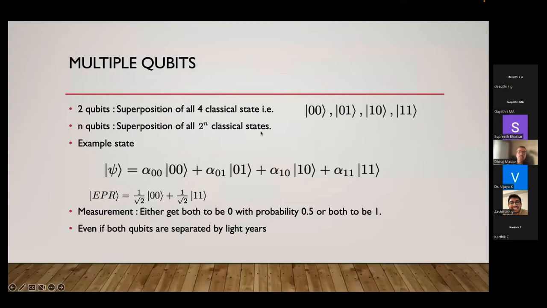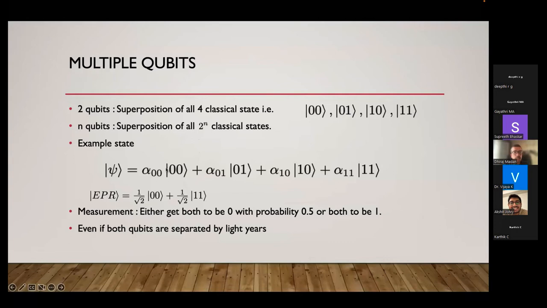So this was the case for a single qubit. But what if I have more qubits? Suppose I have two qubits, then I would be in some linear combination of four basis vectors: ket 00, ket 01, ket 10, and ket 11. Similarly, if I have n qubits, then I'll be describing them with a 2 to the power n dimensional vector, and it's a superposition of these 2 to the power n basis vectors.